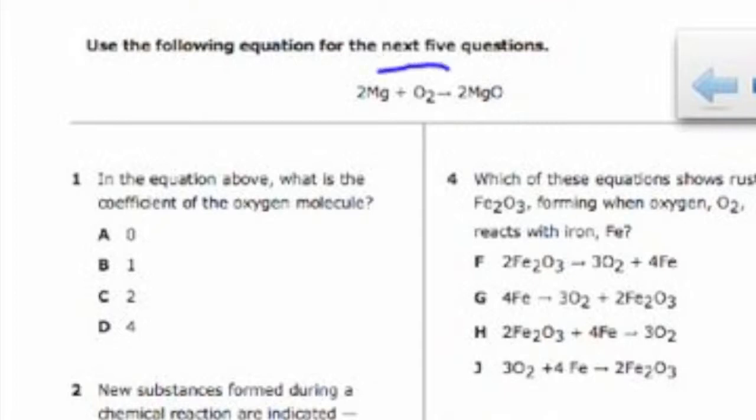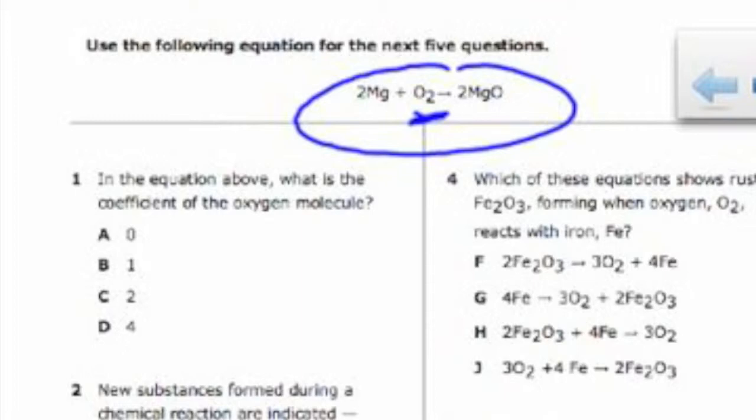Well, here's the equation. The oxygen molecule is right here, O2. And it says, what's the coefficient? Most people put 2, but 2 is not the right answer. Why is 2 not the right answer?